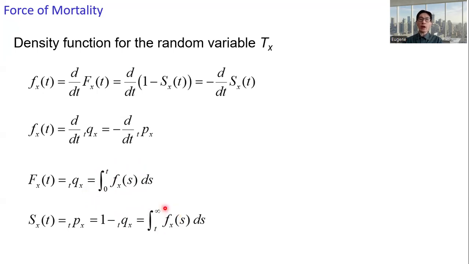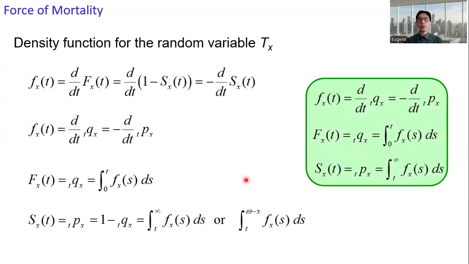Or if we have a survival model with an upper limit, then the upper integral limit becomes omega minus x. This is the maximum future lifetime for an individual at age x. All right, so we get the relationship between the density function, the distribution function, and the survival function for Tx.